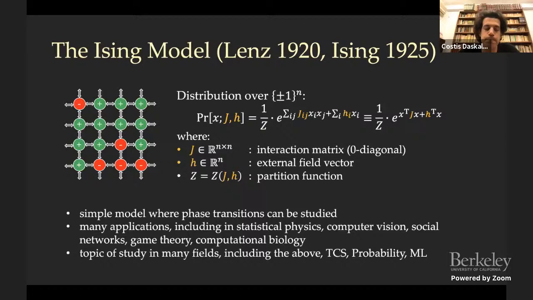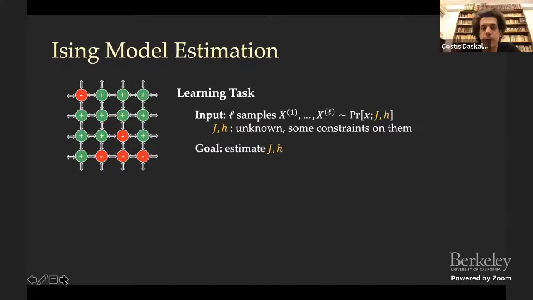So today's topic is learning Ising models from samples. The learning problem we will be interested in is the following. We're given L independent samples from an Ising model with some underlying interaction matrix and external fields. Maybe we have some constraints on these. And our goal is to estimate these parameters.